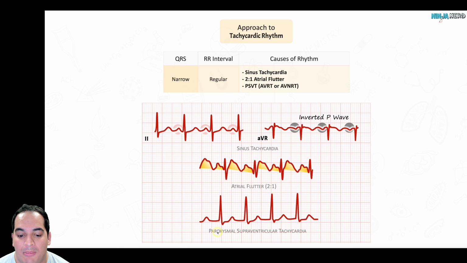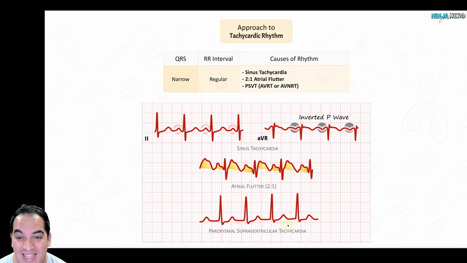And the last one is paroxysmal supraventricular tachycardia. This could be AV-RT, like Wolff-Parkinson-White, or AV-NRT, AV nodal reentrant tachycardia. What you're looking for is really no P waves, though sometimes you may be able to pick up a retrograde P wave. But the big difference here is that there will not be any visible P wave, so that rules out sinus tachycardia, and no flutter waves.